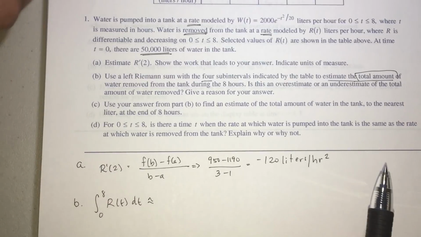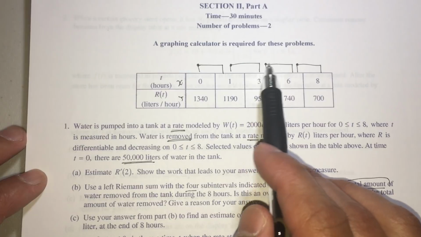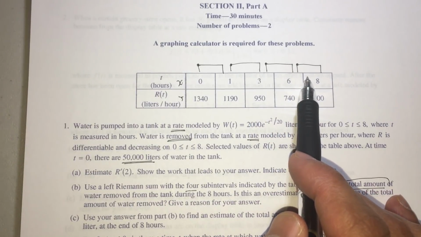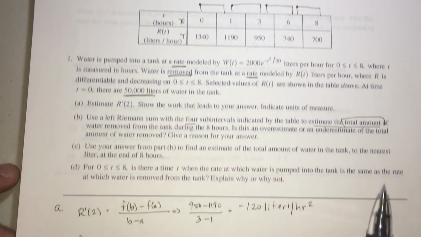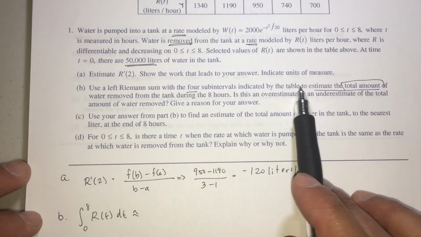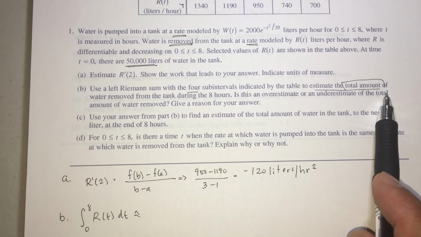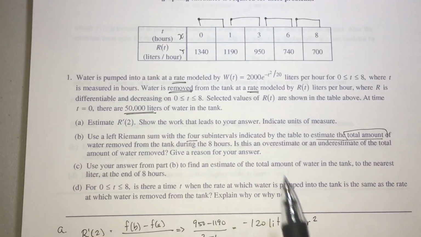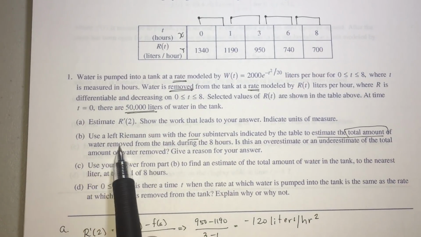Okay, so I'm going to stop there. What are 4 intervals? I'm going to go here: 1, 2, 3, 4. 4 rectangles. They're going to use the left hand, so we're going to make a dot on the left-hand corner. Then it says to estimate the total amount. That's a key word, total amount. This is a rate. When you integrate a rate, you end up with an amount. So they want the total amount of water removed.